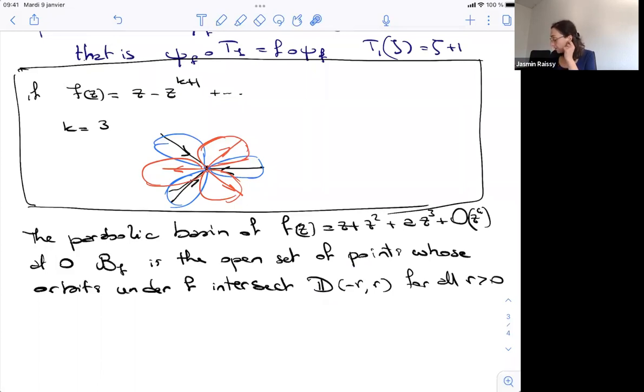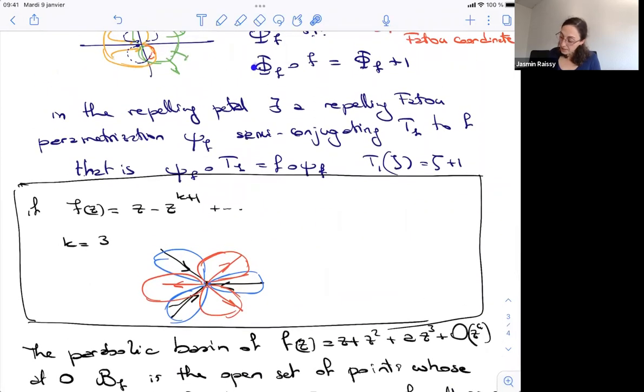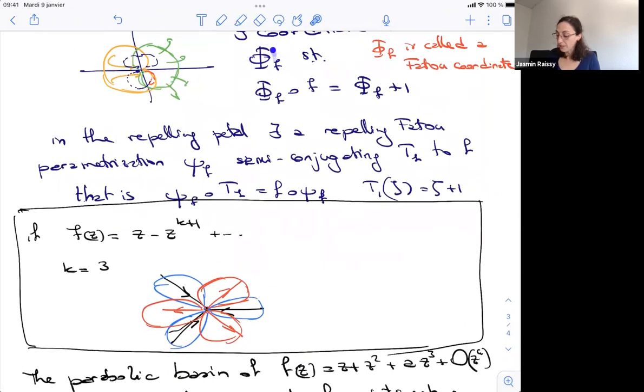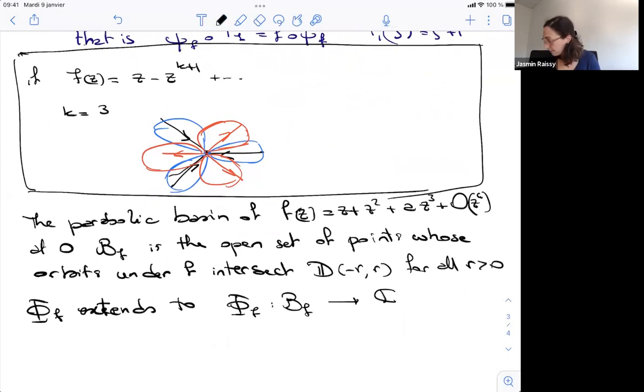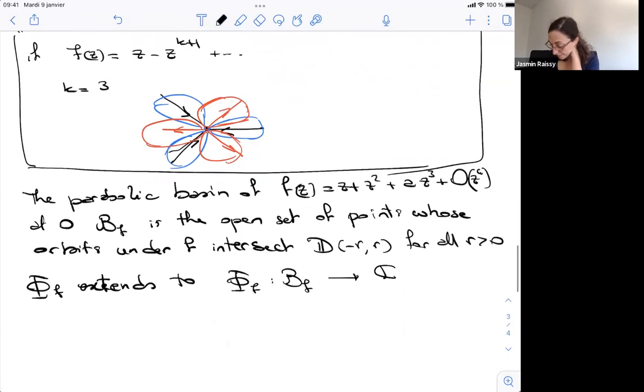Okay, so this is going to be stable. And whenever you define it like this, it is going to be easy to define the extension of this coordinate. So how do I extend it? Well, psi extends to a map that I'm going to call psi from B of f to C, again by simply taking, okay, I iterate.